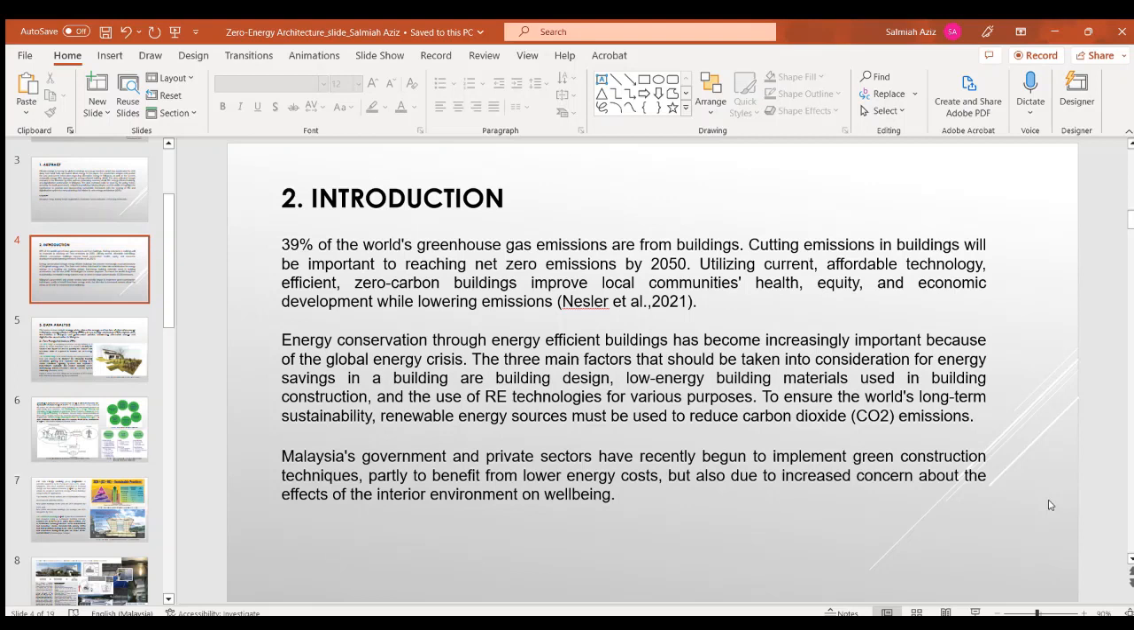To ensure the world's long-term sustainability, renewable energy sources must be used to reduce carbon dioxide emissions. Malaysia's government and private sectors have recently begun to implement green construction techniques, partly to benefit from lower energy costs, but also due to increased concern about the effects of the interior environment on well-being.